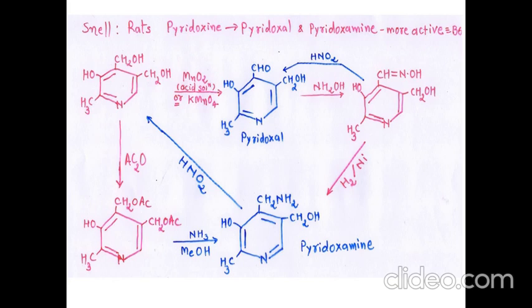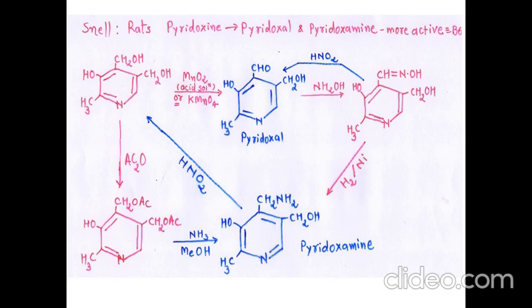So first of all, on the left hand side top is the structure of pyridoxine, vitamin B6. Now first line, upper line moving towards right, MnO2 in acidic solution or in the presence of KMnO4, the right hand side blue structure is pyridoxal. Friends, what is the difference? One of the CH2OH, which was at position 4, has converted into CHO, an aldehyde group.